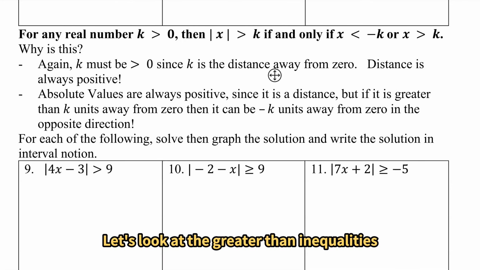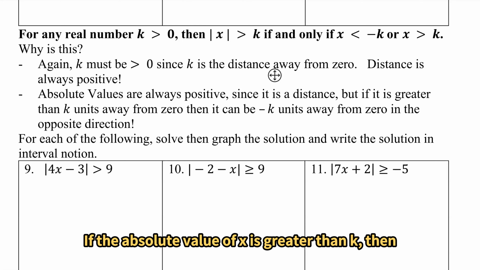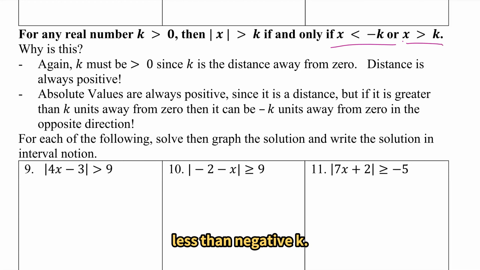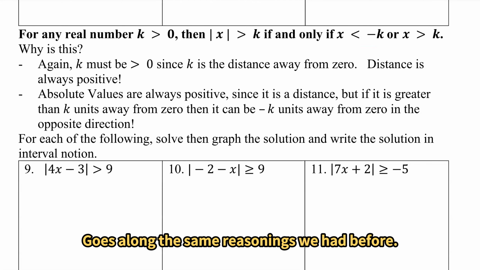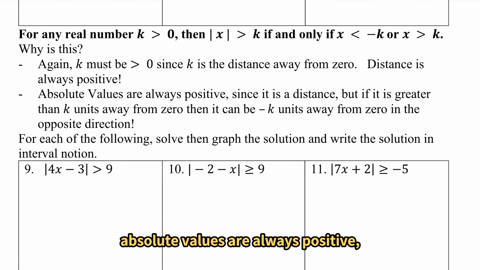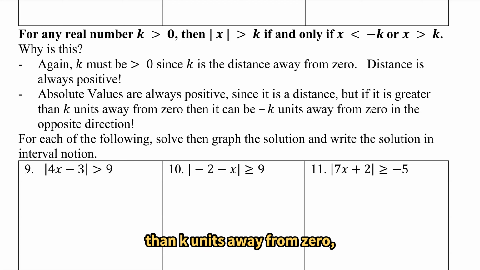Let's look at the greater than inequalities for absolute values. I still have a positive k. If the absolute value of x is greater than k, then x must be greater than k, or x must be less than negative k. Goes along the same reasonings we had before. Distance is always positive, absolute values are always positive, and since it's a distance, if we're greater than k units away from 0, it can be negative k units away or greater in the opposite direction.